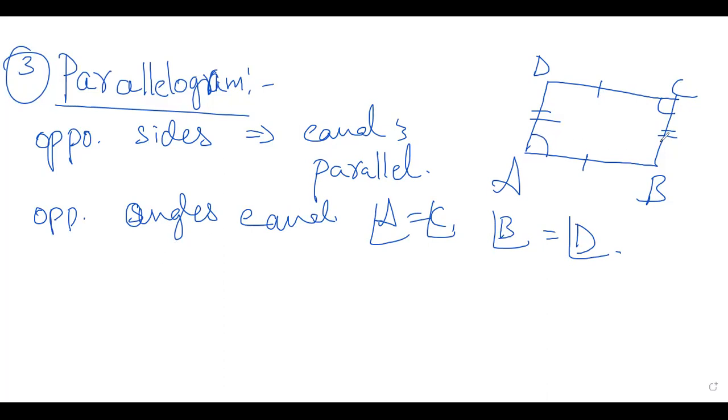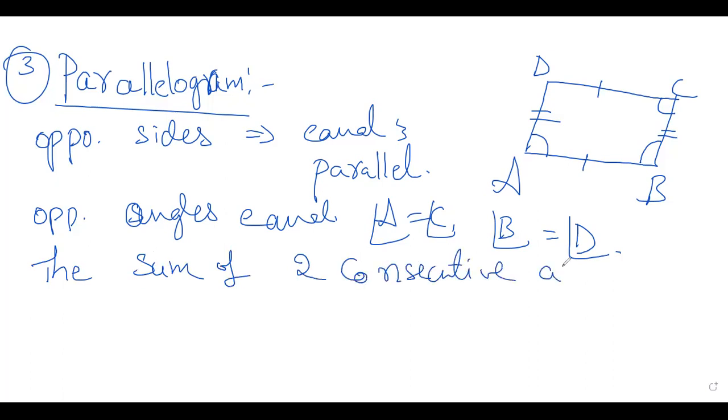And one more thing, in a parallelogram, the sum of two consecutive or adjacent angles will be how much? It is 180 degrees, children. See, when you do sums, you should know this. If you take any two angles side by side like this and add them, you should get 180. See, opposite angles are equal, and the sum of two consecutive angles is 180 degrees.